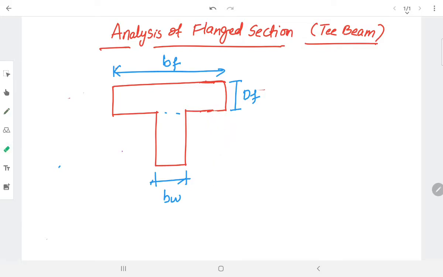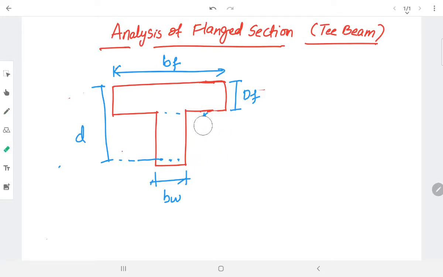We will not be using the depth of the web section everywhere. Instead, this will be the effective depth of the T-beam. If there are reinforcements, then from top to bottom it is this one, and this is DW, which we actually will not use anywhere.